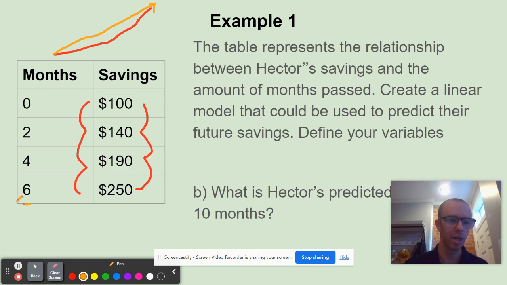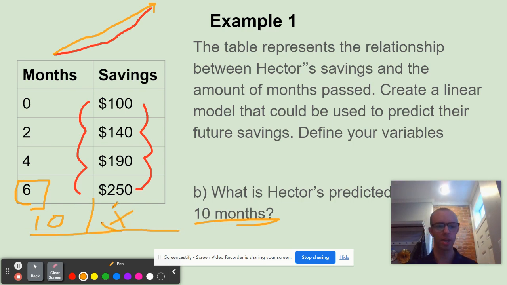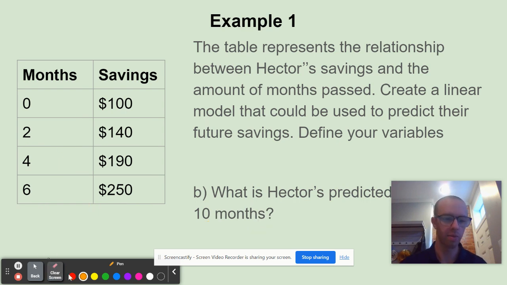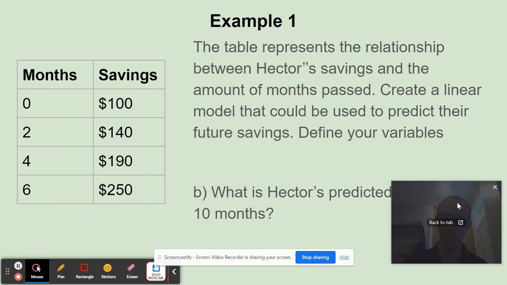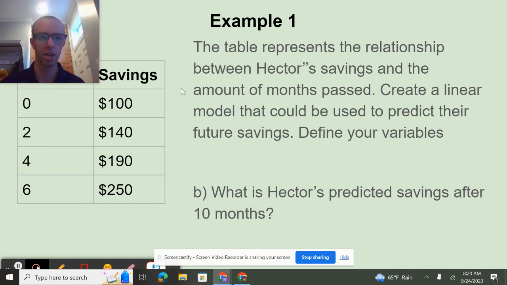Well, it gives me after 6 months. What if I want to predict, like it asked me to do in part B, how much savings will I have after 10 months? All right. I want to know this. Well, I can make a linear model to represent this, and I can use it to make a prediction. Will it be exactly right? Probably not. But will it be a useful tool? Absolutely.